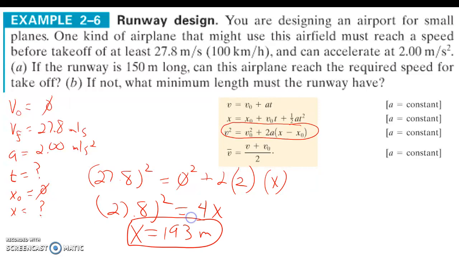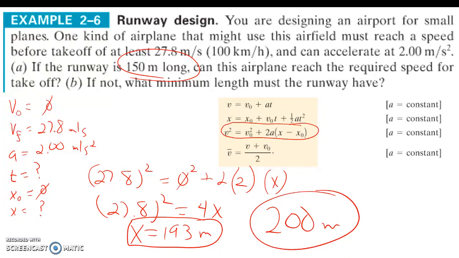Okay? So when I look at this runway design, the runway is 150 meters long. Can this airplane reach required speed for takeoff? No. The runway has to be at least 193, but if we put it in terms of 10, I think we could say a 200-meter runway would probably be the perfect thing for us in this situation.